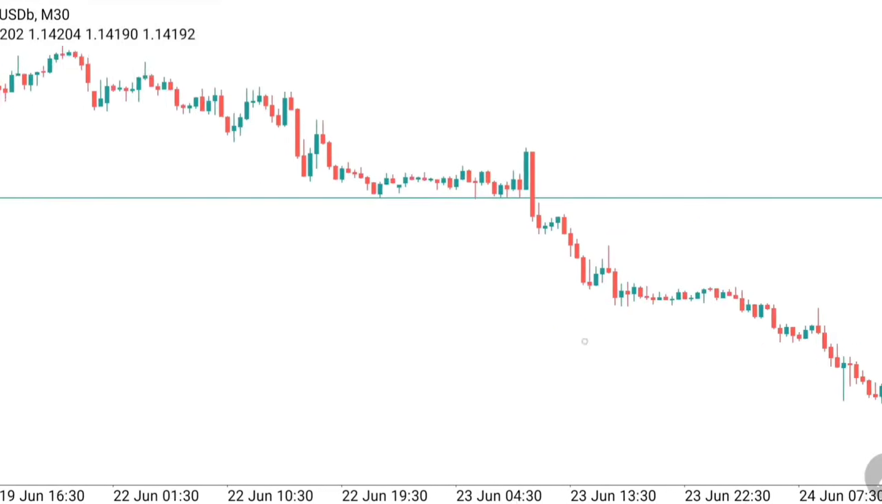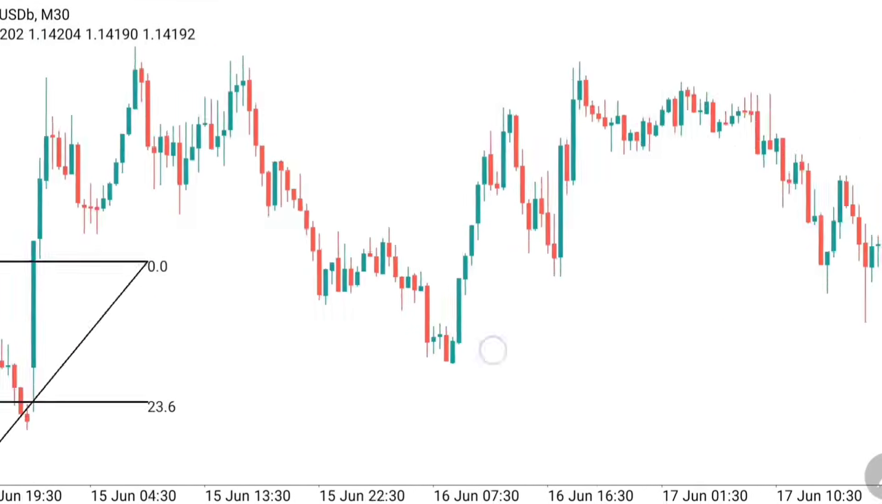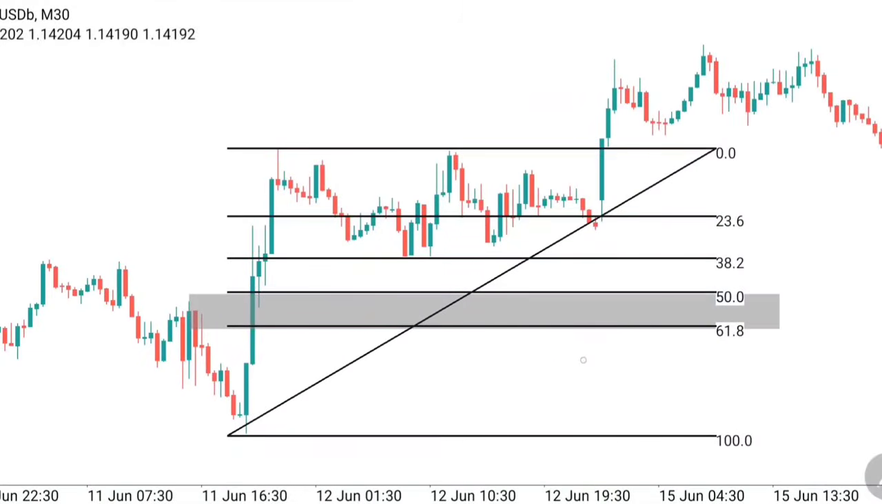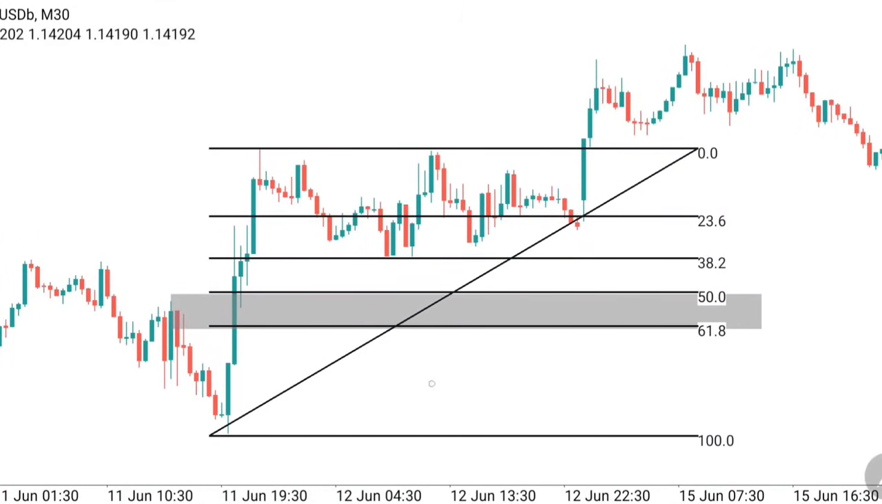Okay, now let us look for other examples, a different example. See in this case, this is your swing low, swing high. Now the market didn't come to our golden zone, which is the level between the 50 and the 61.8. The market came to the 38.2, gave us a break of structure to the upside and retraced back.